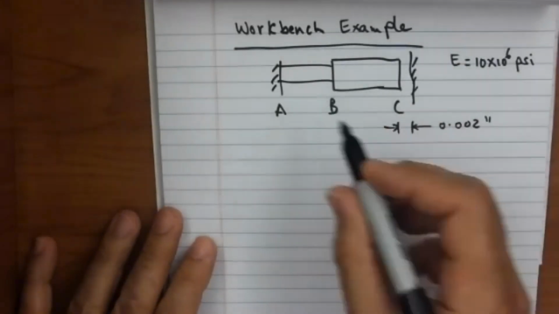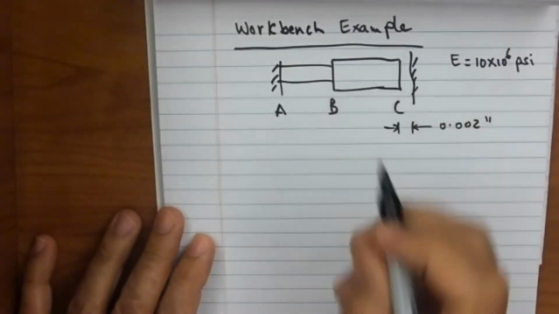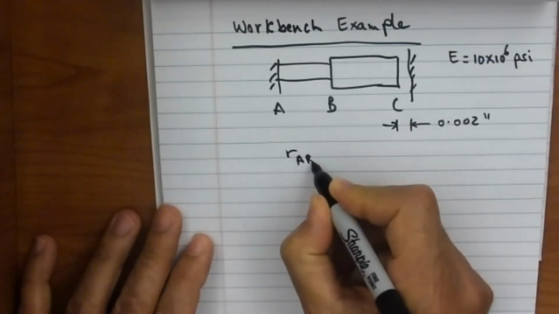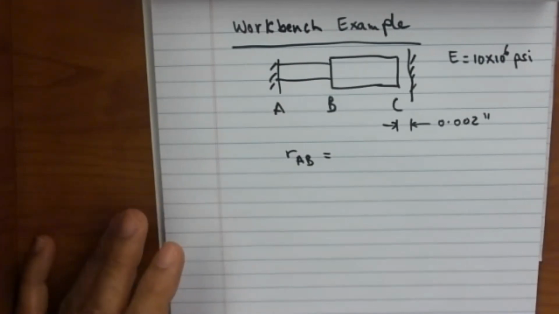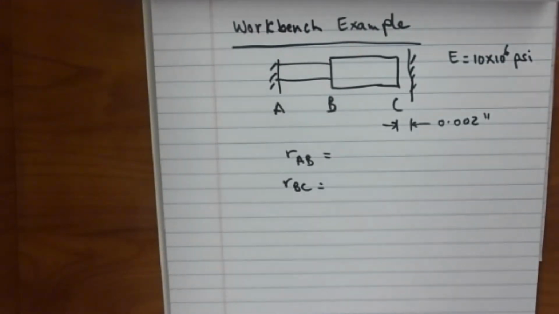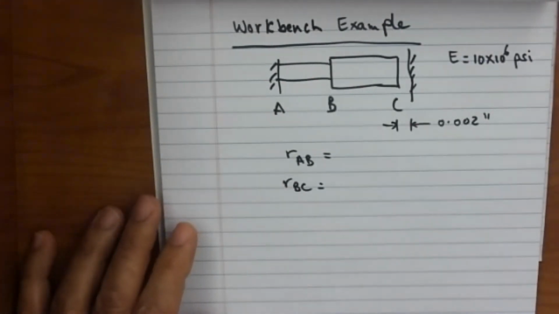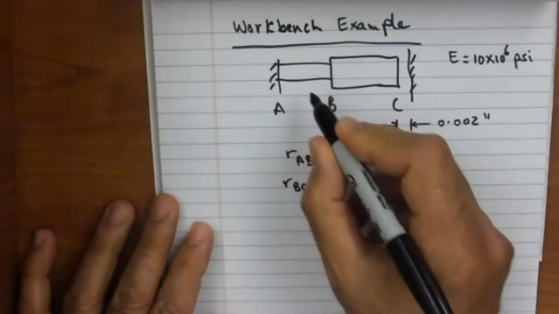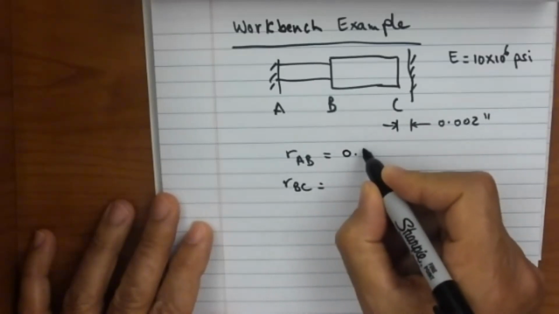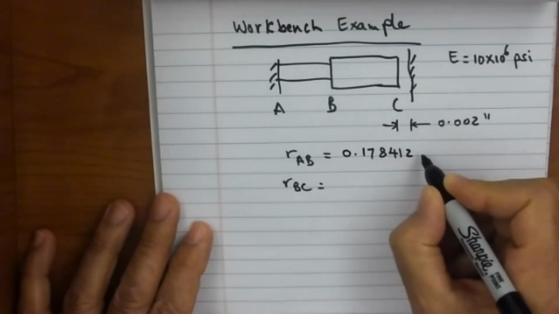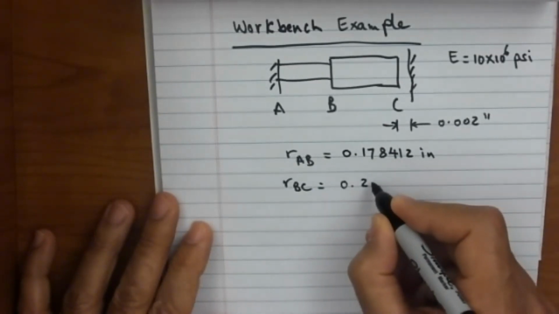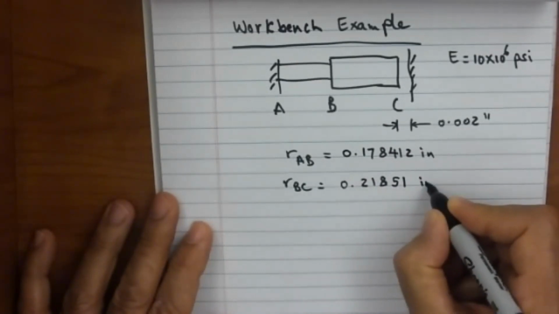And we were given the area of AB and the area of BC. I can use that to find the radius of AB and the radius of BC. Because remember, these are cylinders, so they are gonna have a circular cross section, and I just need to find the radius. Knowing that this area was 0.10 square inch, I can use pi r squared and find the radius to be 0.17812 inch. And the radius for BC is 0.21851 inch.